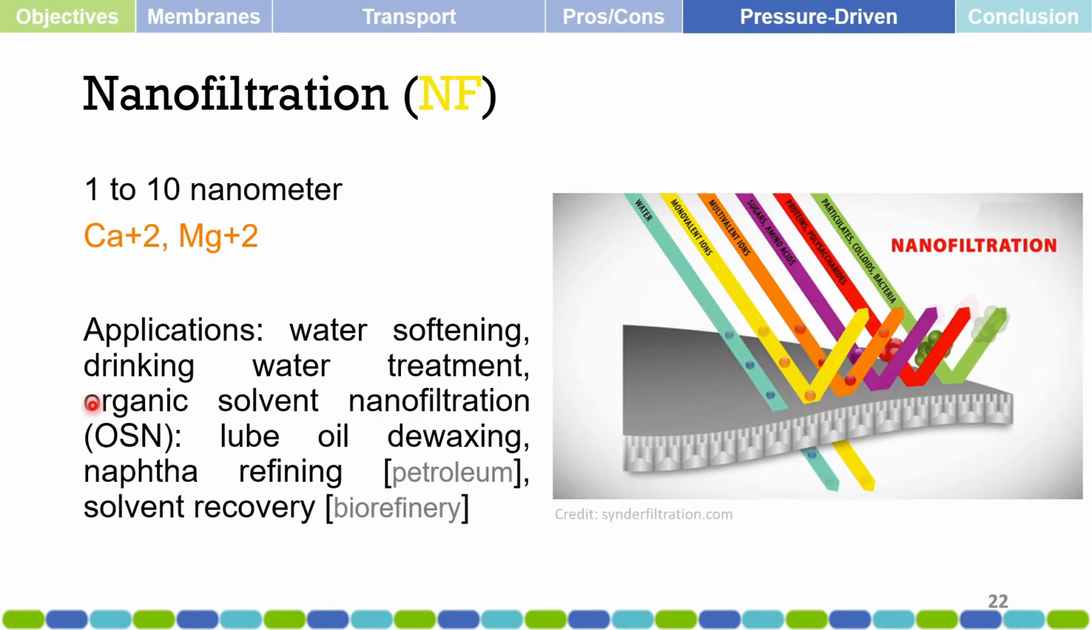It can also be applied to organic solvent nanofiltration. It's quite different, since most membrane processes employ aqueous streams, so a membrane process which operates with organic solvent is a different one. It has been applied to processes in the petroleum industries, for lube oil dewaxing and the refining of naphtha, or for several biorefinery uses: the production of biodiesel, the recovery of solvents, the production of vegetable oil, and the recovery of the hexane solvent used for the extraction of oil from nuts or other vegetables.